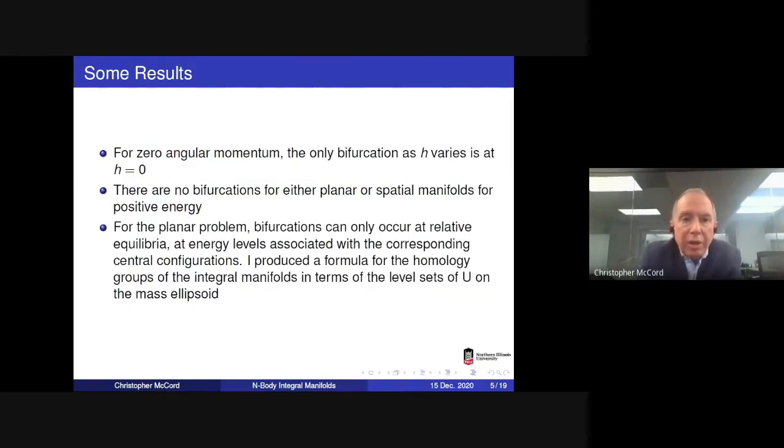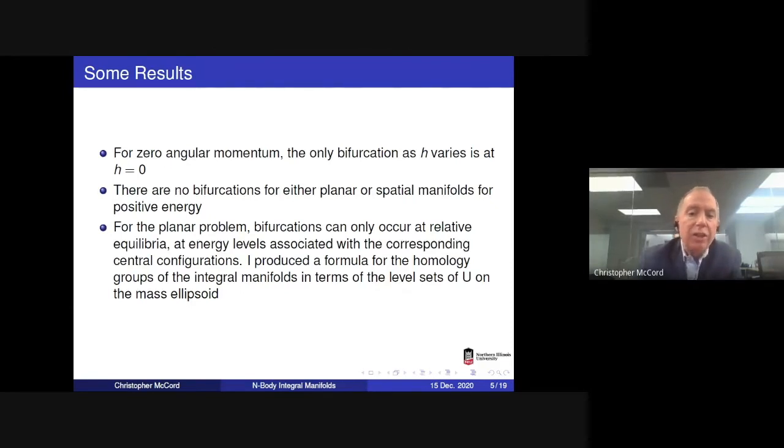So for zero angular momentum, basically there's positive and negative energy. For non-zero angular momentum and positive energy, there's nothing interesting. For positive energy, non-zero angular momentum, the spatial manifold looks the same for all energy levels. The planar manifolds look the same for all energy levels. And for the planar problem, the bifurcations for negative energy can only occur at the relative equilibria. That is, there's a specific energy level associated with a relative equilibrium that determines the bifurcation levels that are possible.